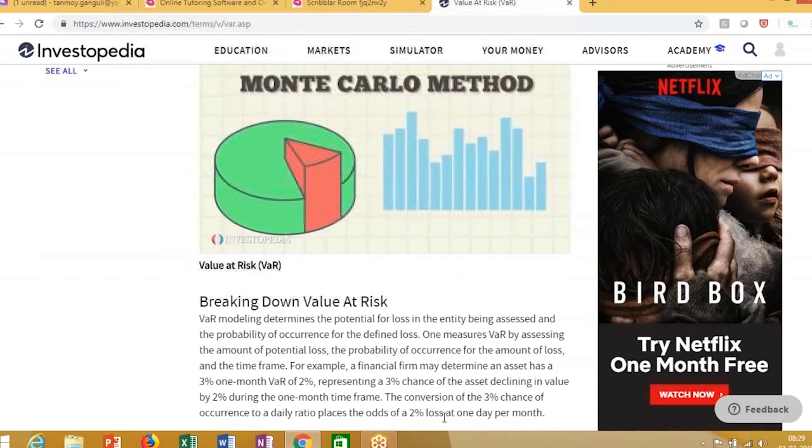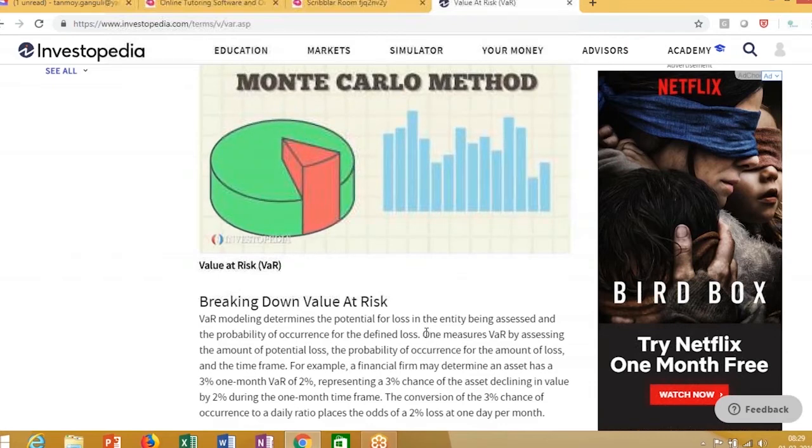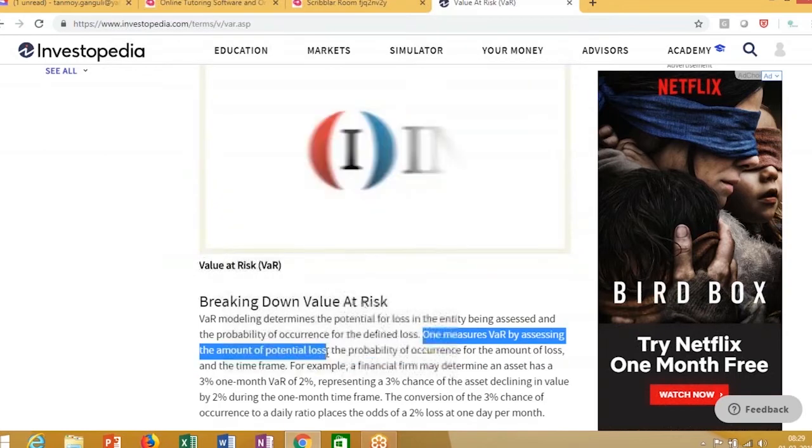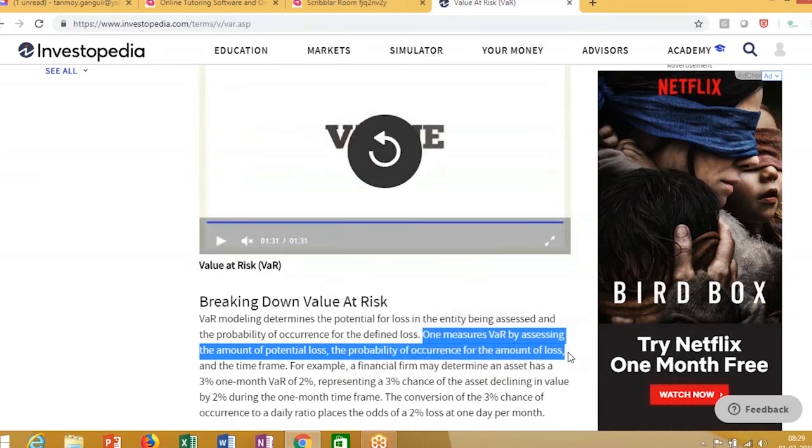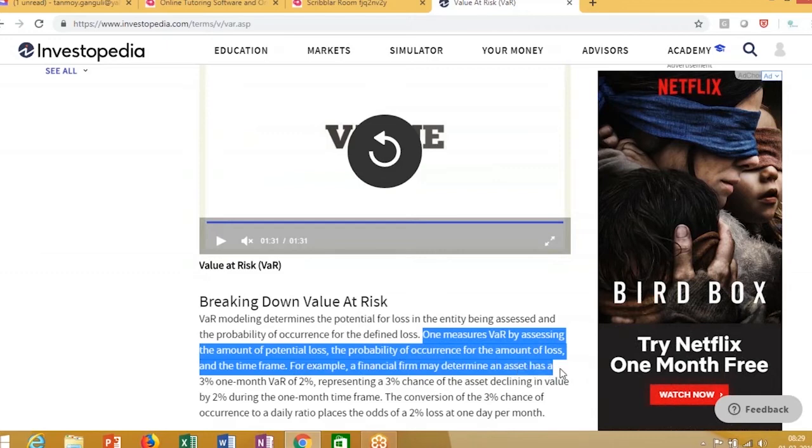It is better stated over here. One measures VAR by assessing the amount of potential losses, the probability of occurrence for the amount of loss, and the time frame. For example, a financial firm may determine an asset has a 3% 1 month VAR of 2%. So it says that in 1 month the loss percent would not exceed 3%, and the chances of this event occurring is 2%. So this is how VAR is done.